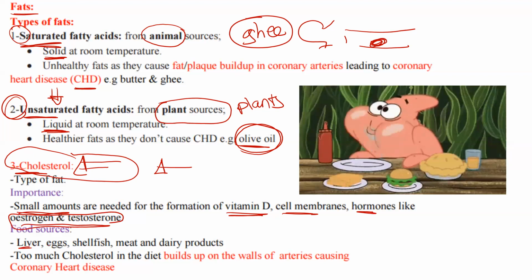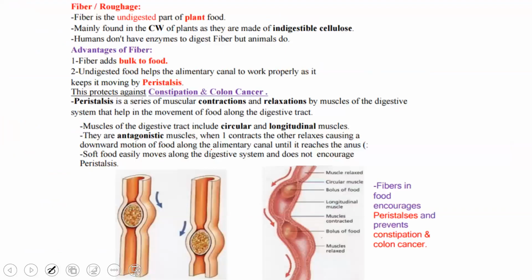Cholesterol is found in liver, eggs, shellfish, meat, and dairy products. Too much cholesterol is not good because it will also cause coronary heart disease. So in case you are asked what causes coronary heart disease, you need to specify which type of fat: saturated fat and cholesterol. And too much unsaturated fat also is not good. Too much of something is never good.